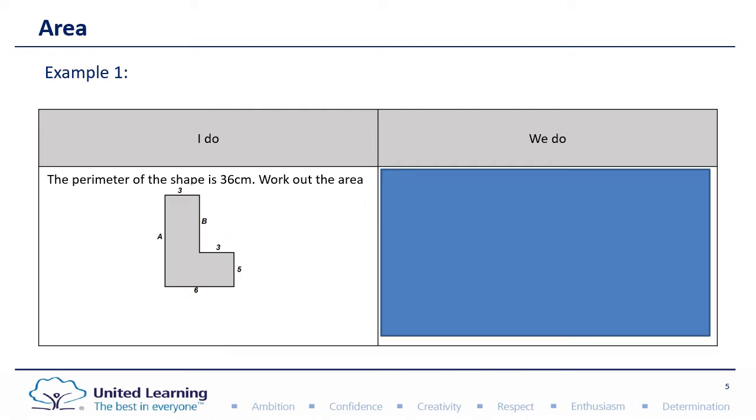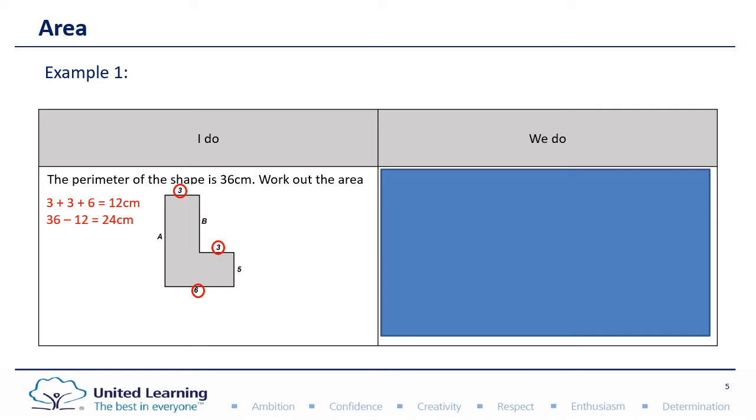So we can see that all the horizontal lengths of the shape have been given to us. If I add these lengths together, it gives us the portion of the perimeter that accounts for just the horizontal sides of the shape. This would be 3 add 3 add 6, which is 12 centimeters. If I subtract that from the perimeter of the whole shape, this would give me the sum of the remaining sides, which are the vertical ones, and that is 24 centimeters.